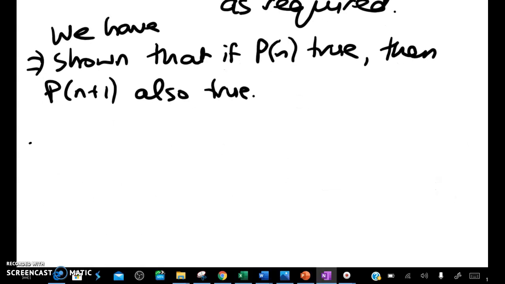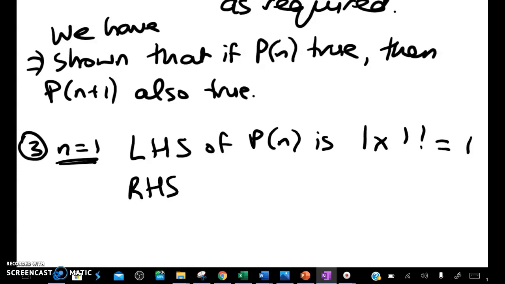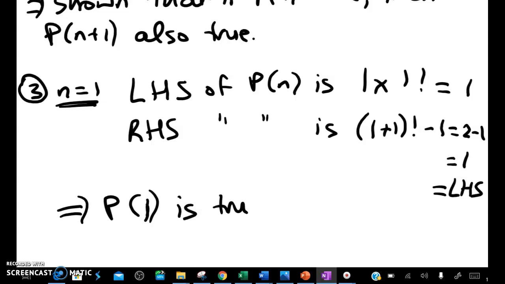Now let's go back and look at n equals 1. What's the case here? The left-hand side of P(n) is just 1 times 1 factorial, which is 1. The right-hand side of P(n) is 1 plus 1 added together, factorial, take away 1, which is 2 factorial minus 1, which is 2 minus 1, which is 1. So we've shown that the left-hand side and the right-hand side are equal, which means that the proposition is true for n equals 1, which means it must be true.